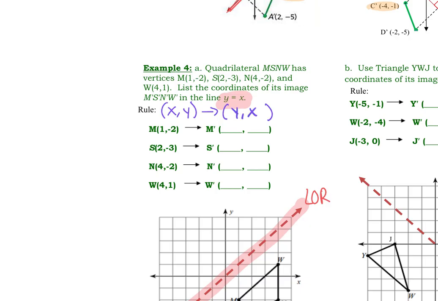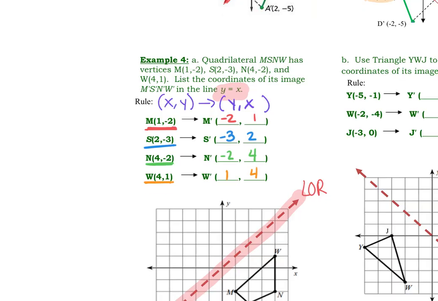Working through that, if M is at 1, -2, M prime is going to be where? -2, 1. Perfect. Then we can just go down the list and flip all of them. This one's at 2, -3, so S prime is going to be at -3, 2. They're just trading places. N is at 4, negative 2, so N prime is negative 2, 4. Very good. And last one, W is located at 4, 1, so W prime is at 1, 4. We have our coordinates, we go plot them on the graph.